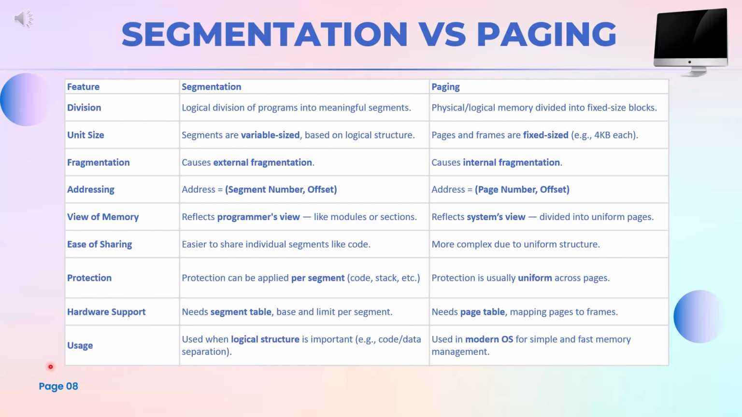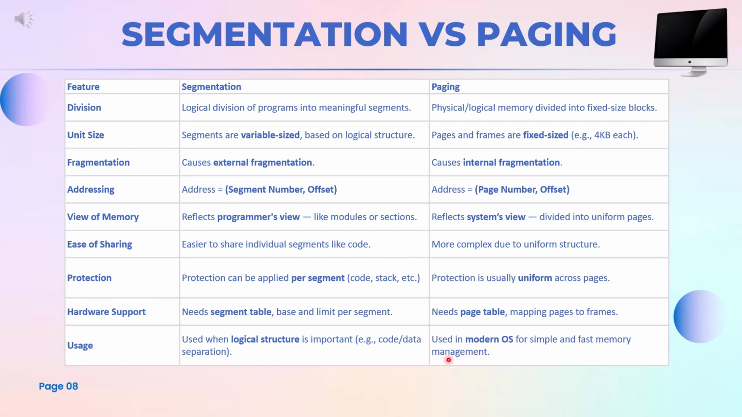Usage. Segmentation is best used when the logical structure of a program matters. For example, separating code from the data. Paging is more common in modern operating systems because it's simple, efficient, and works well with virtual memory.